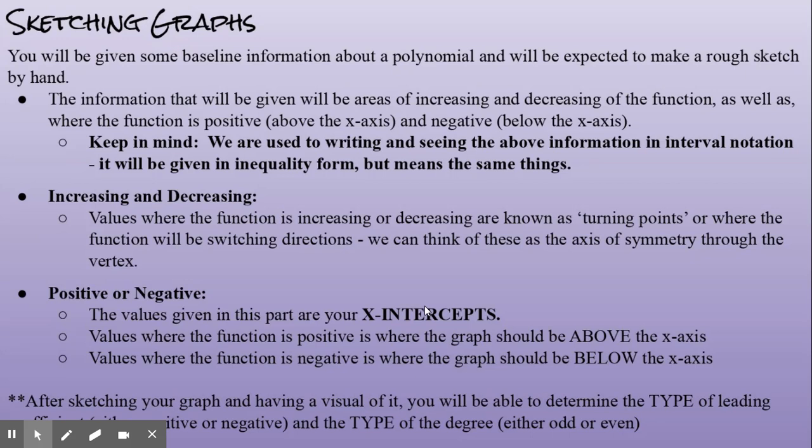Again, increasing and decreasing. The values they give you for increasing and decreasing are going to be known as turning points. They're your local max and min. That is where your function is going to be changing directions. Again, think of it like with your quadratic. We know it went up to a maximum and then down, or it went down to a minimum and then up. We know it turned at those vertices. So your increasing and decreasing is going to give you values that help you know when you're changing directions. The positive or negative, those values are your x-intercepts, and they're going to tell you where the function is above the x-axis and where it is below the x-axis.